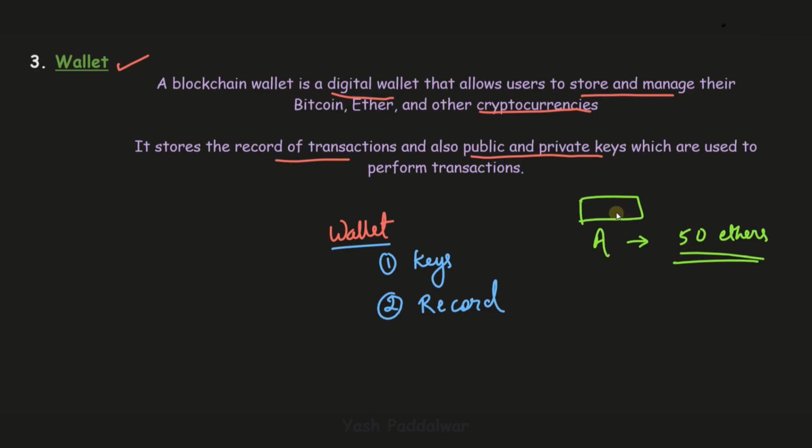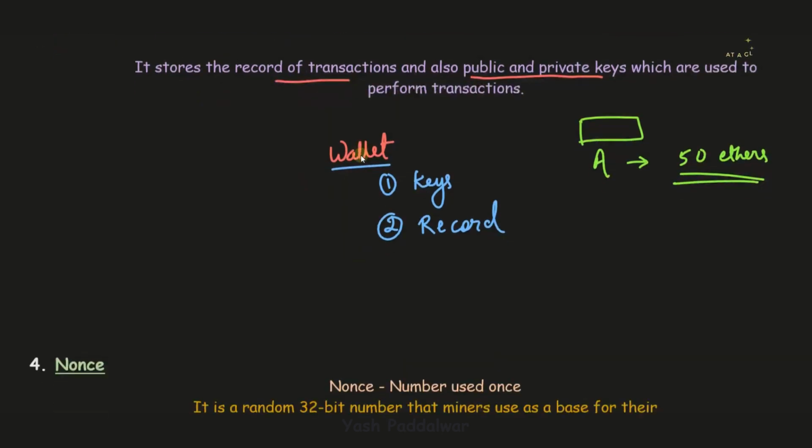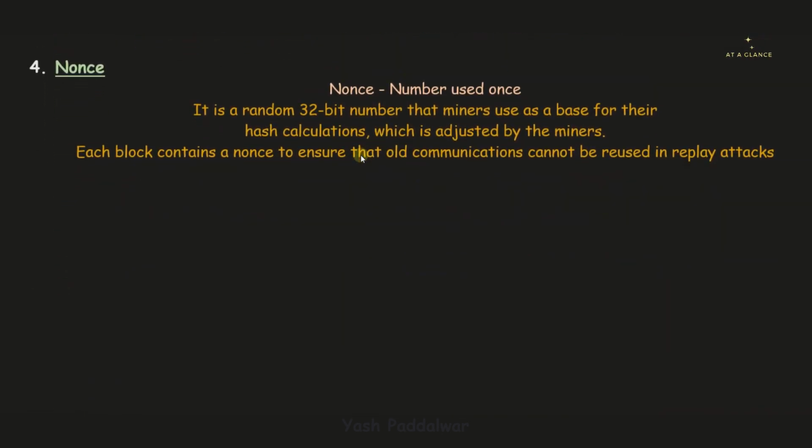So I hope this is clear to you all, that the wallet stores the keys as well as the record of those cryptocurrencies and the transactions that take place inside the blockchain network with respect to that particular wallet. Now let's move on to the next and the most important component, which is called nonce. This nonce component is nothing but a number used once. It's a unique number which represents a particular block. Every single block will be having this nonce, a unique identity which is given to that particular block.